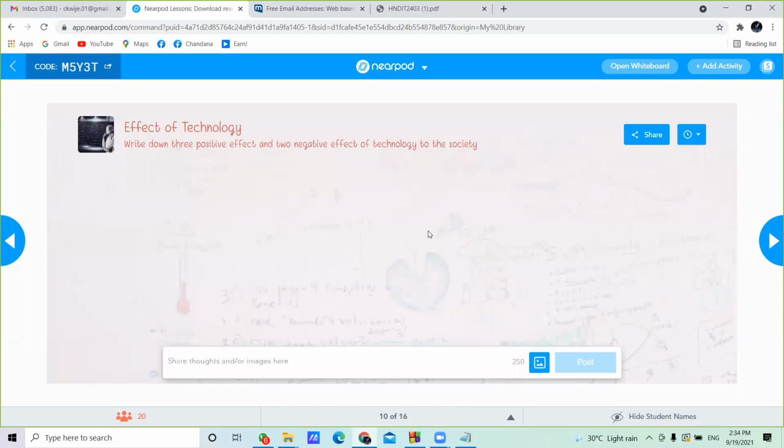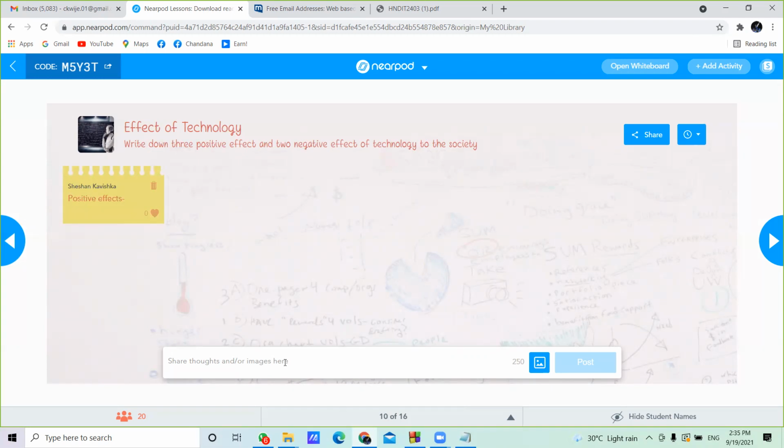Right. I think now you can open this activity on your screens. In the bottom part, there is a bar. In that bar, you can write down your own ideas. The question is: write down 3 positive effects and 2 negative effects of technology on society. Then try to write down these 3 positive effects and 2 bad effects.